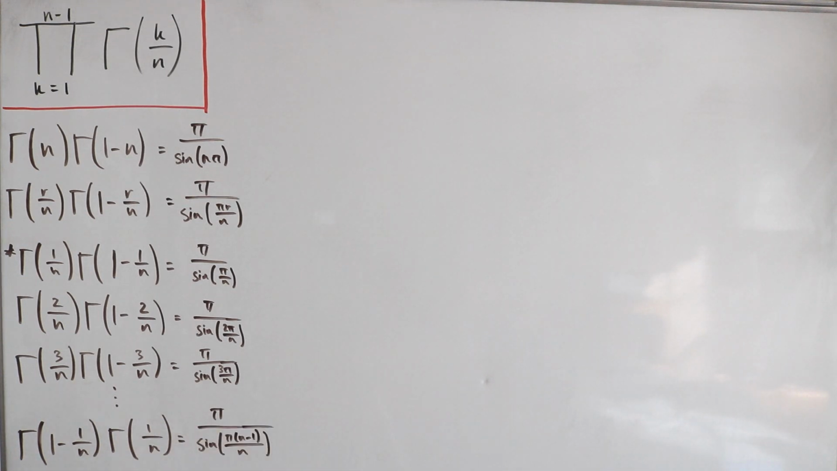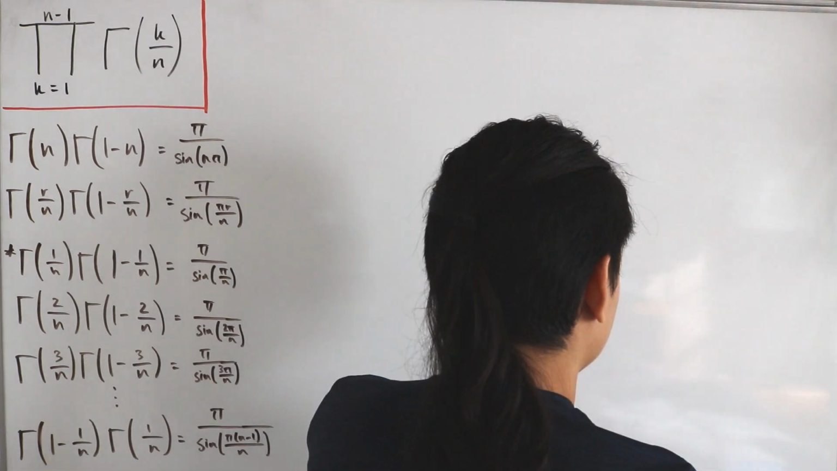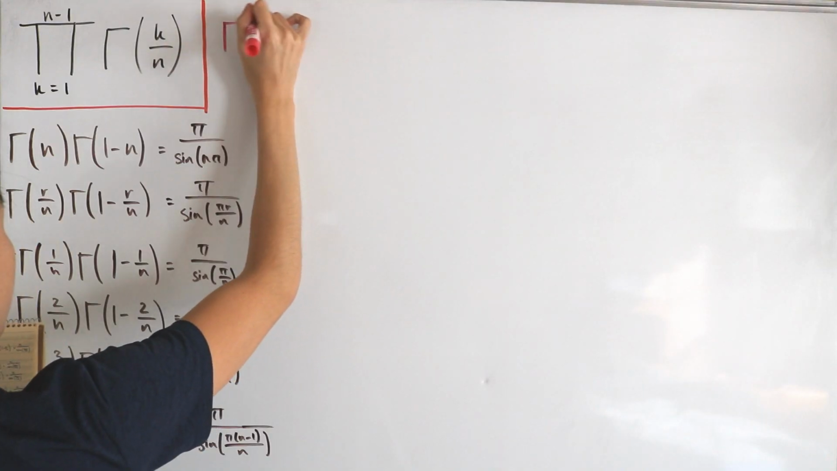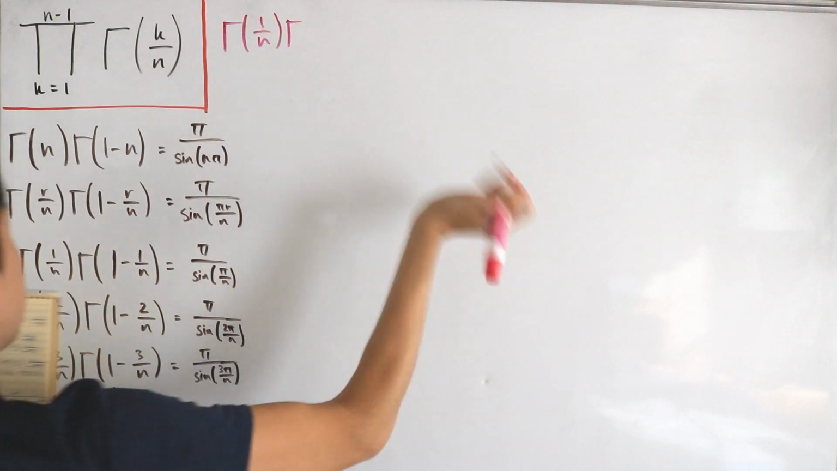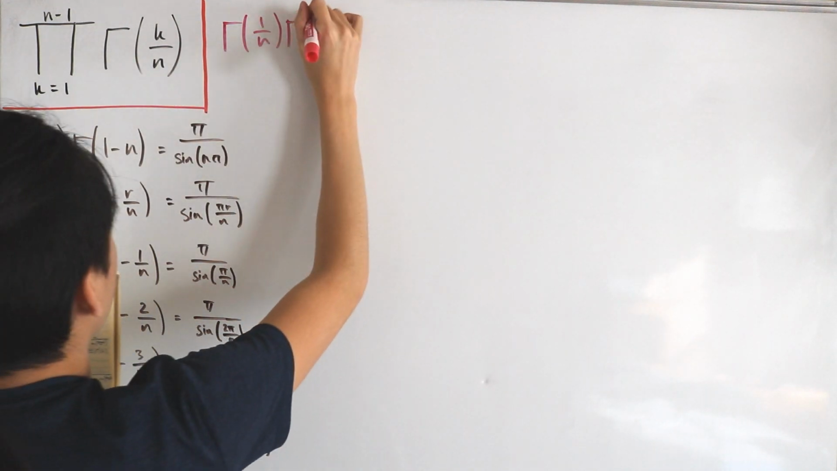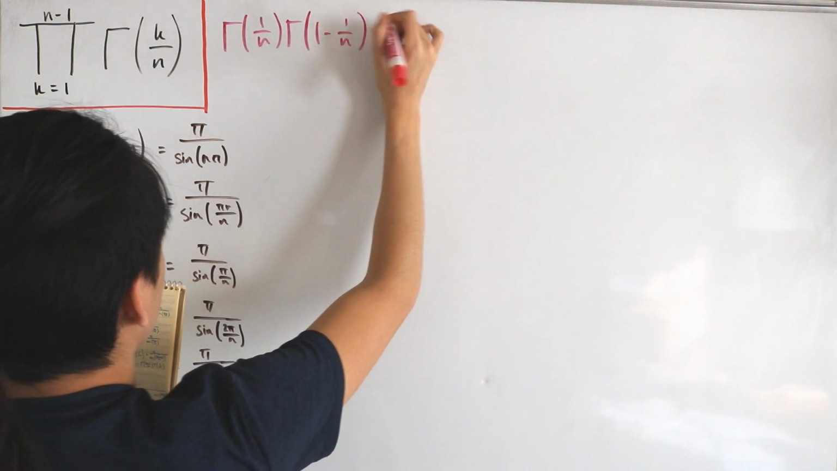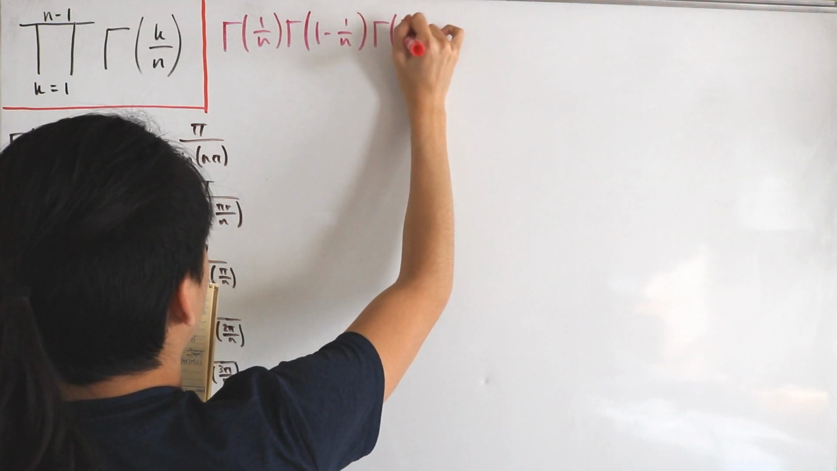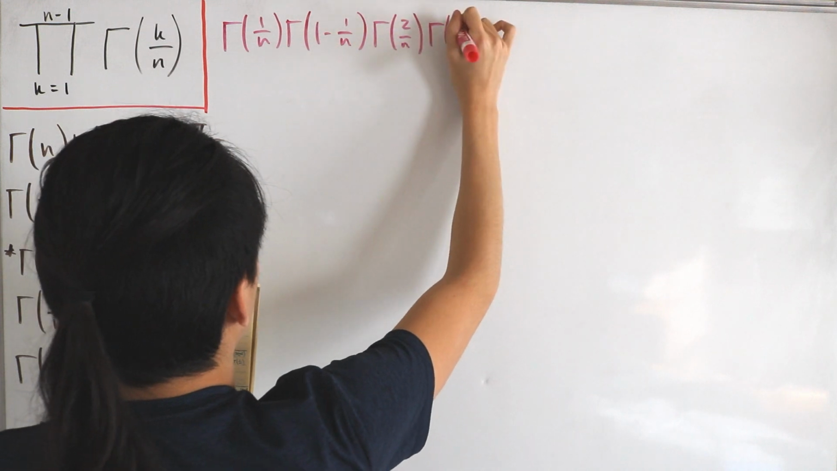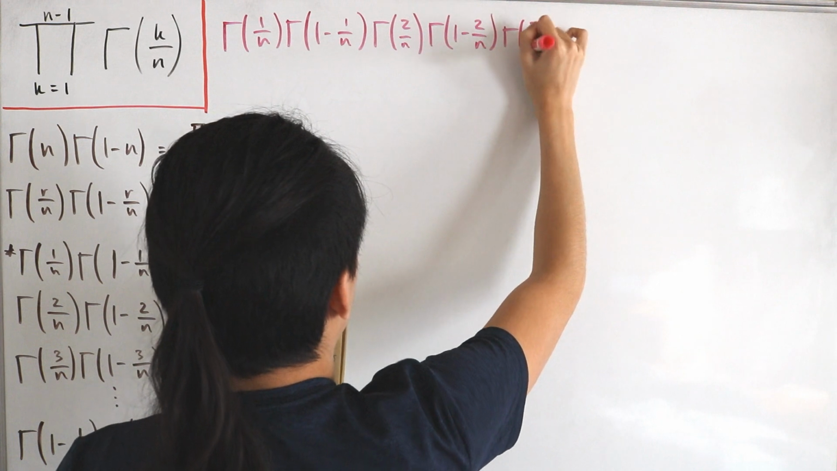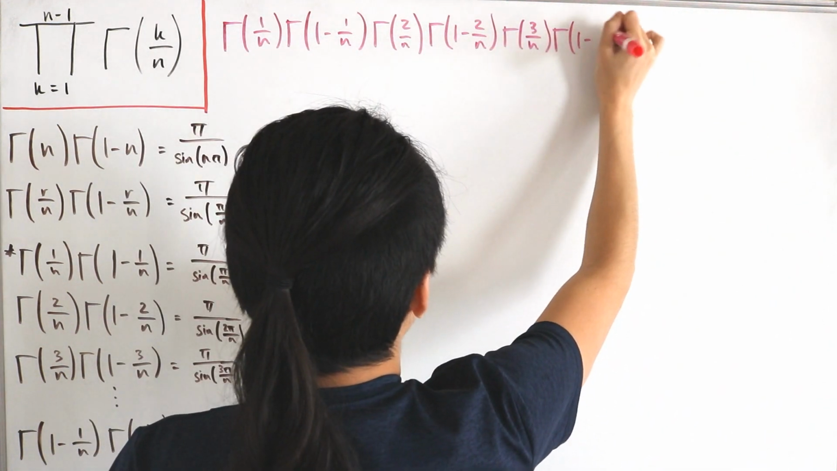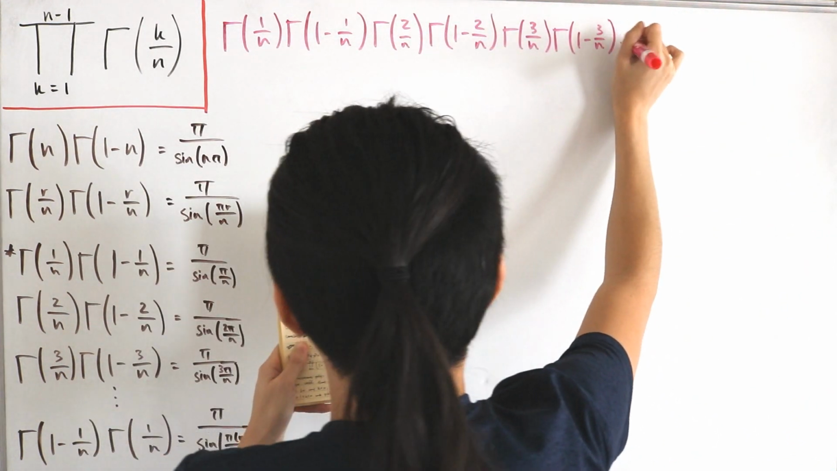With this, let's put everything together, multiplying all the gamma functions together. With the following expansion, we have pi times 1 divided by n, gamma of 1 over n, and then times gamma of 1 minus 1 over n. Let's do 2: gamma of 2 divided by n, multiplied with gamma of 1 minus 2 divided by n. Then gamma of 3 divided by n, times gamma of 1 minus 3 over n. Then we keep going so forth.